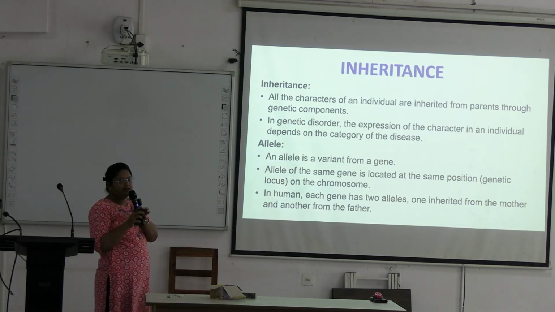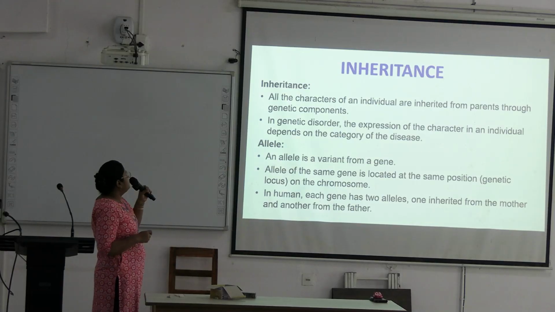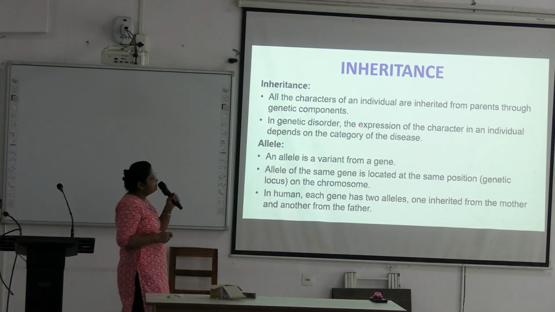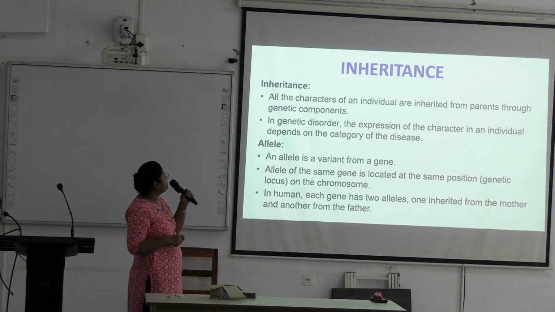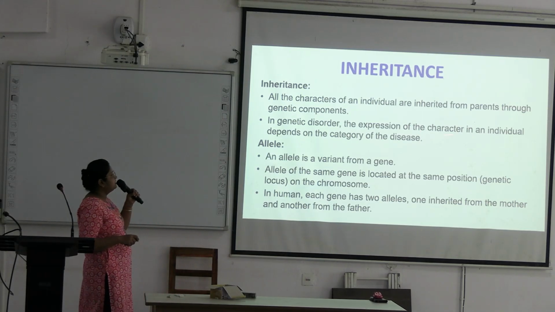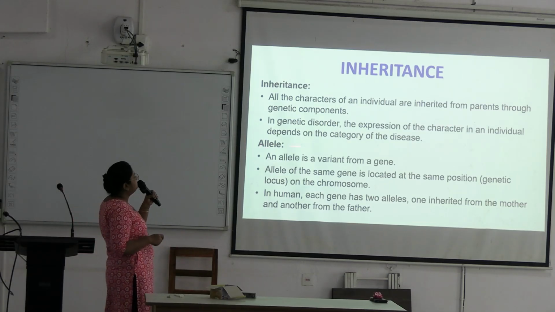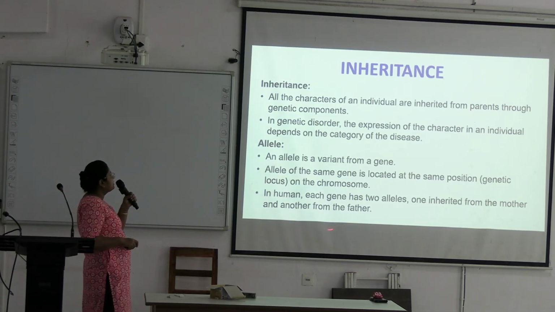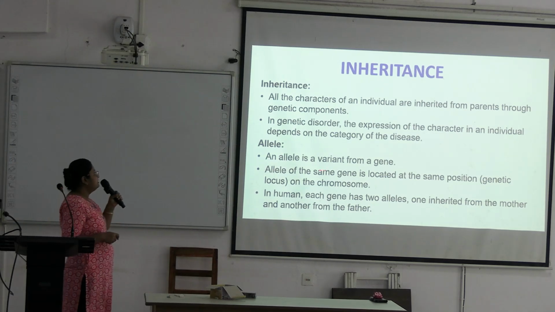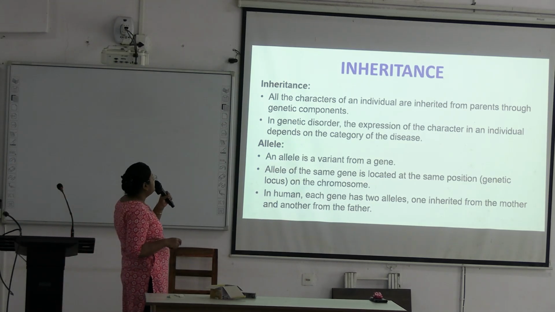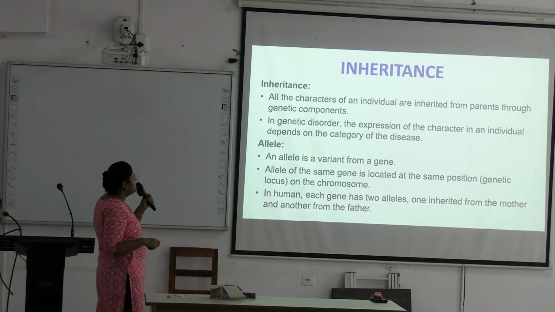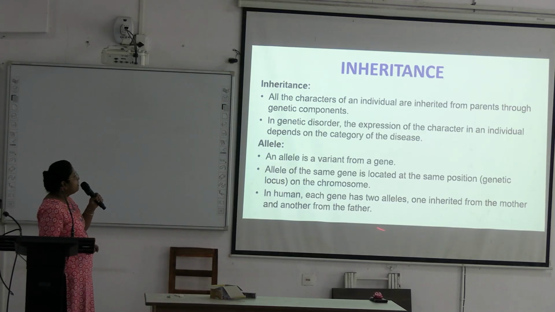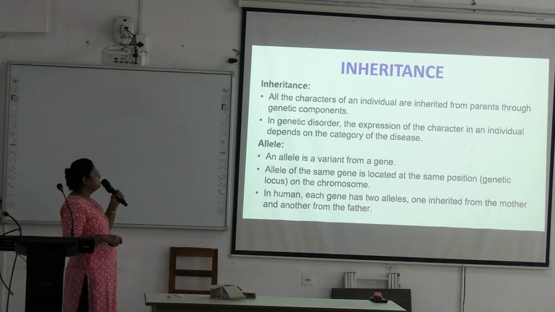Next, we are going to inheritance. Okay. So, what is inheritance? All the characters of an individual are inherited from parents through the genetic components. And in genetic disorder, the expression of the character in an individual depends on the category of the disease. What is allele? An allele is a variant of a gene. Alleles of the same gene are located at the same position or genetic locus on the chromosome. And in humans, each gene has two alleles, one inherited from the mother and another from the father.